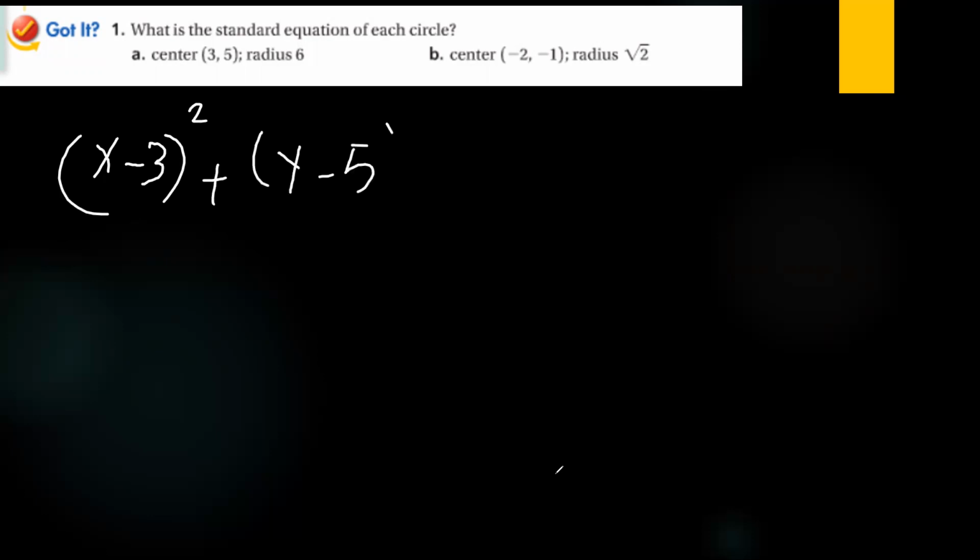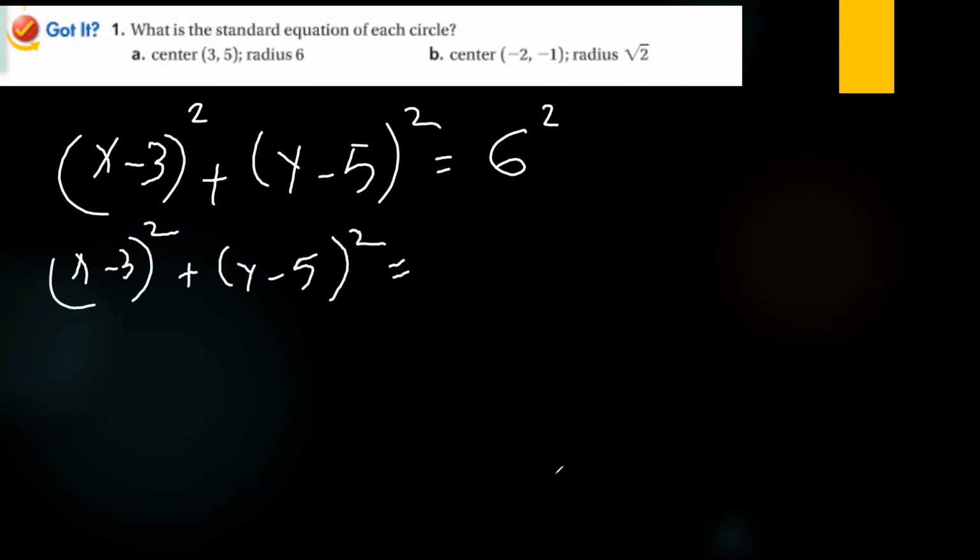Let's have another one here. We took this a lot, actually, in chapter 10 I think, and you know it from before. Now here, what is the standard equation of each circle? If the center is 3, 5 and the radius is 6. So here, you have to say x minus 3 squared plus y minus 5 squared equals 6 squared. So x minus 3 squared plus y minus 5 squared will be 36.